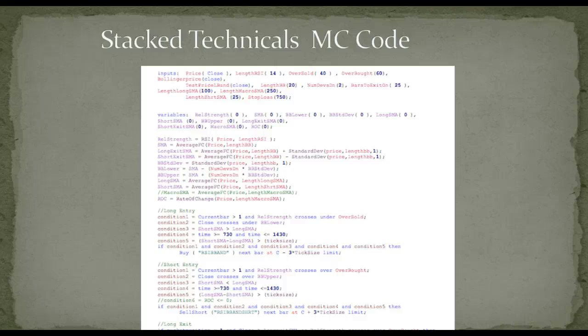So we've written out our pseudocode. Now we need to write it out in MultiCharts. So here you can see it's broken into the inputs. So we just define some things on what numbers to use, what values to use. We set some variables. So we have relative strength, simple moving average, Bollinger Bands, standard deviations, different things like that. Once we set our variables, we have to define our variables down here, and then we can get into our actual logic.